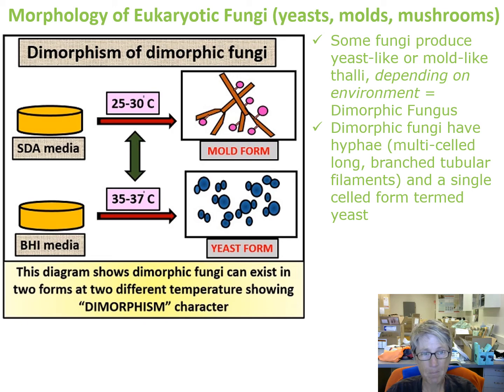So here's the cartoon. If you grow the fungi in this SDA media, so they're growing on this plate and this is the temperature, then the fungi will take the mold form. And so you can see the hyphae here, these brown structures, those are the hyphae. If, however, you take the same fungus and you grow it in BHI media at this temperature, that fungus will take the yeast form. So here's a thallus of yeast, here's a thallus, and then these little guys would be a bud off a thallus.